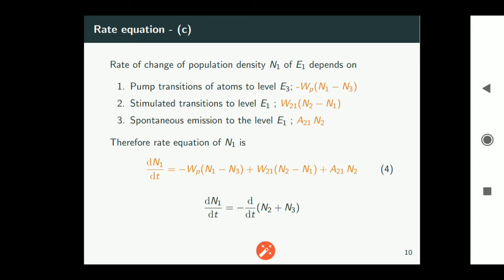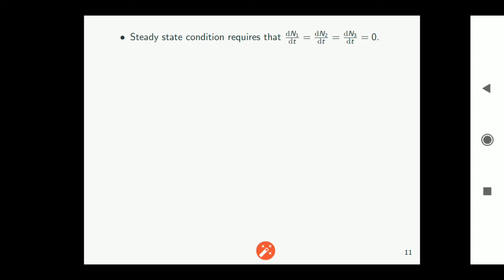So we can then concentrate only on equation 2 and equation 3, which are rate equations for energy level 3 and energy level 2 respectively. Under steady state condition, the rate equations reduce to 0. That means dN1 by dt equals dN2 by dt equals dN3 by dt equals 0. So this is the condition for steady state. Now this steady state condition can be applied to equation 2, also to equation 3. First let us apply it to 2.